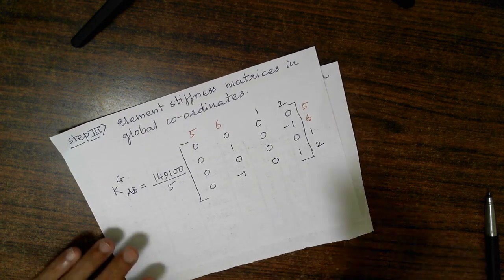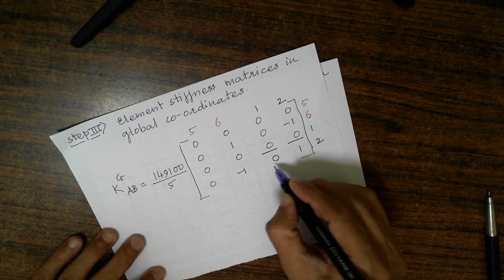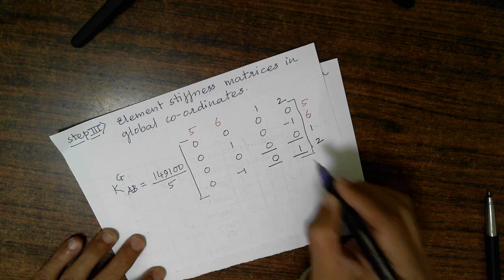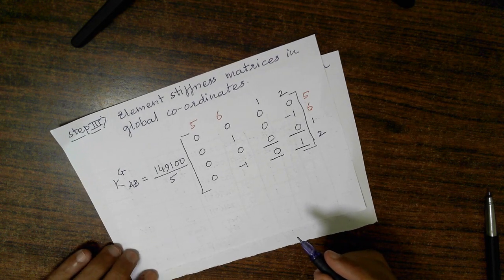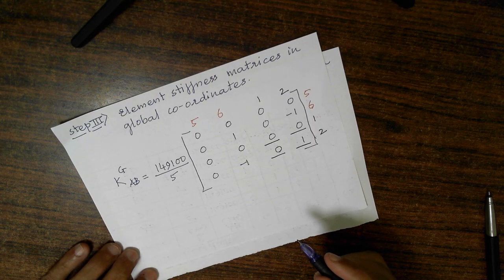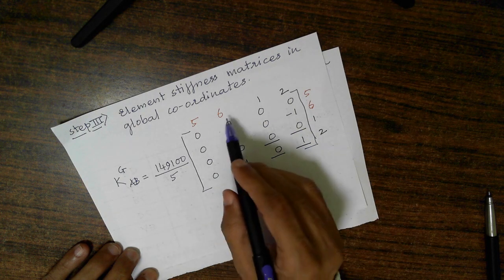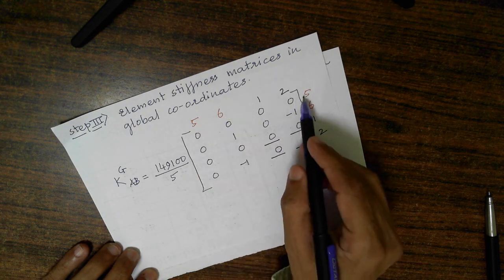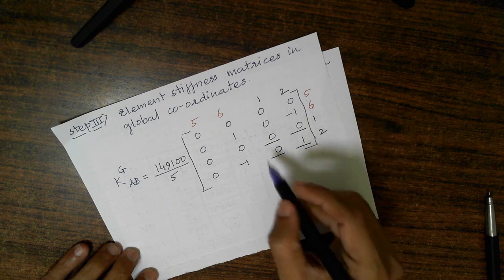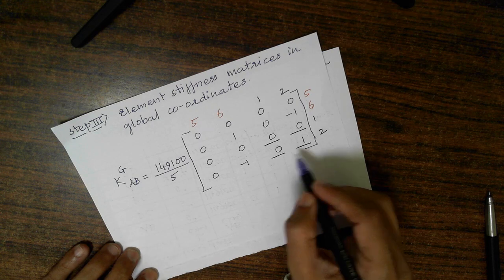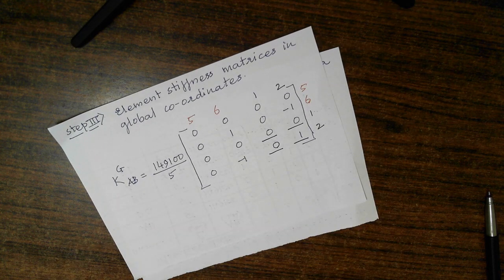Now from this 4 by 4 matrix, I am going to map only these four elements into the final global stiffness matrix, because I know the global stiffness matrix of the structure will be of size 4 by 4, in which the coordinates will be 1, 2, 3, 4 by 1, 2, 3, 4. The 5th row, 6th row, 5th column, 6th column elements will not be in the picture at all. So I am interested in only these 4 elements for my global stiffness matrix of the structure.